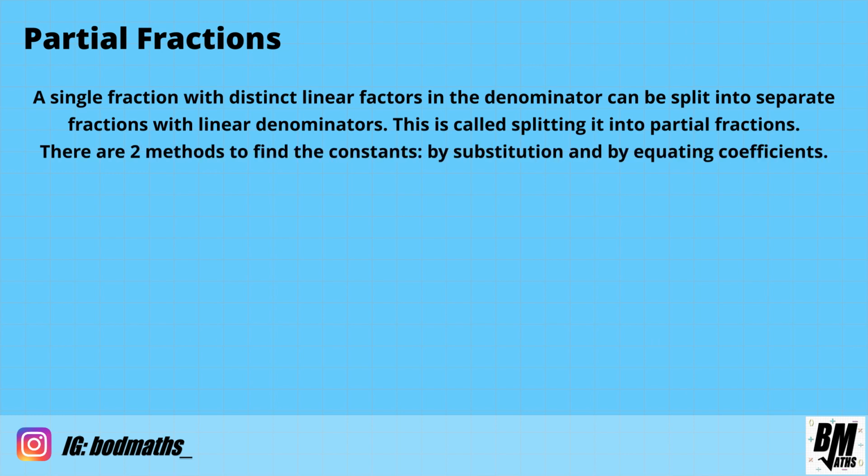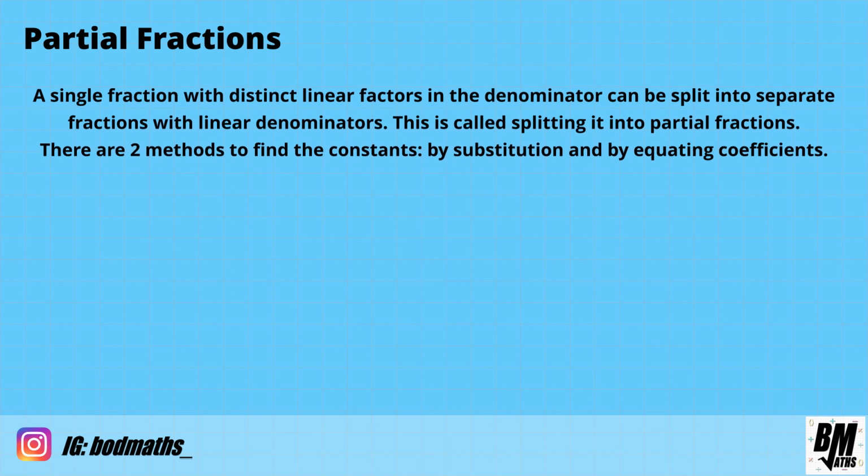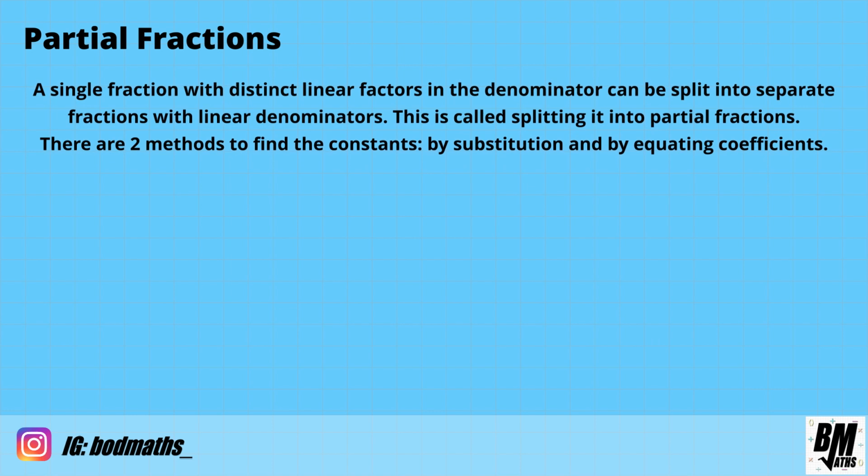Today's topic is the beautiful partial fractions. And what do I mean by partial fractions? A single fraction with distinct linear factors in the denominator can be split into separate fractions with linear denominators. This action is called splitting it into partial fractions. And there are two methods to find the constants. One is by substitution and the other is by equating coefficients. In today's video, we're going to be working with both of those so y'all can see how you do it.